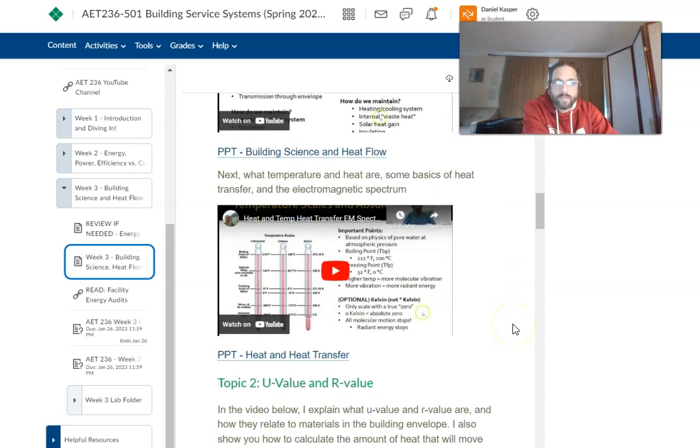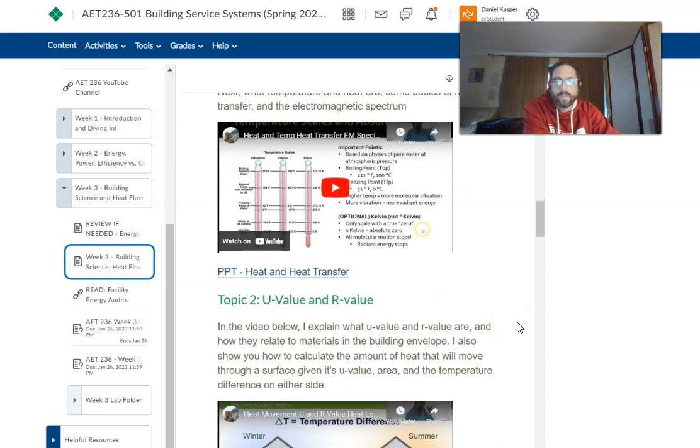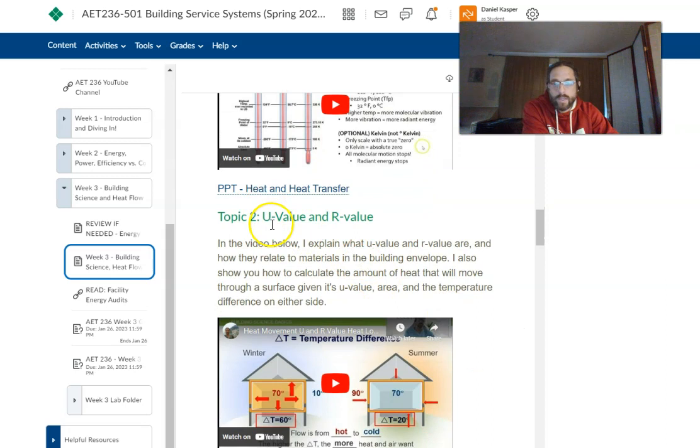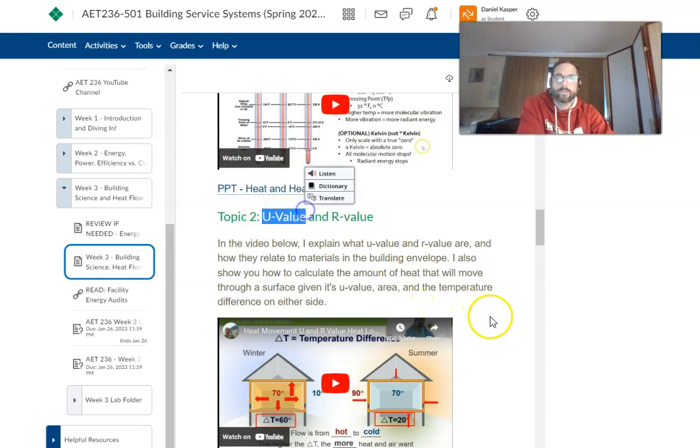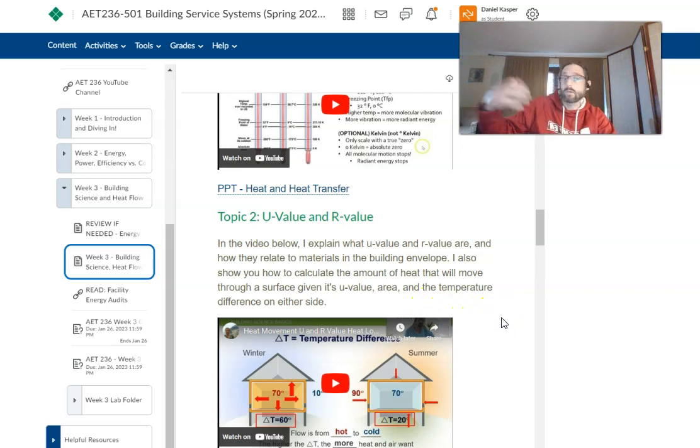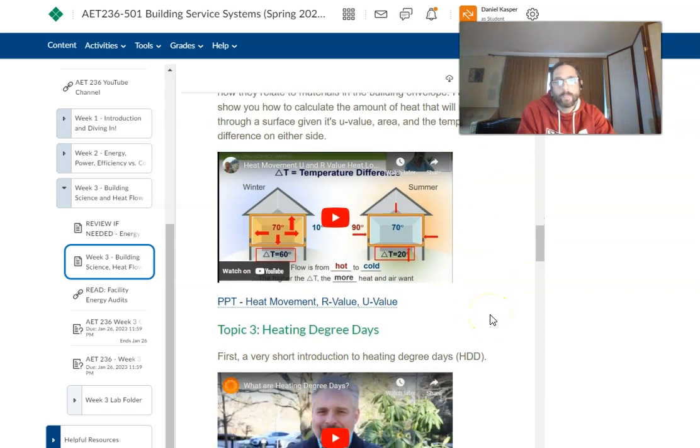Basic temperature aspects of different temperatures and different temperature scales, and their significance. Really important aspect here is the U value and R value. The U value we use all the time to calculate the heat loss through a surface like a wall or a roof or insulation or whatever. And so U value is a really important consideration. And we'll look at the relationship between U value and R value and different types of insulation and how that impacts heat flow.